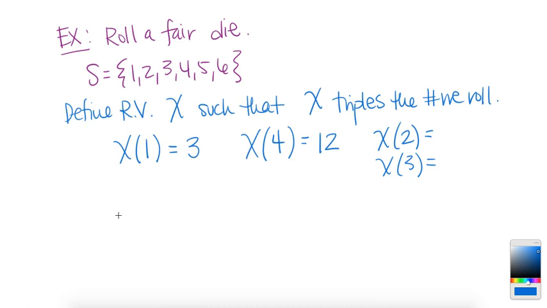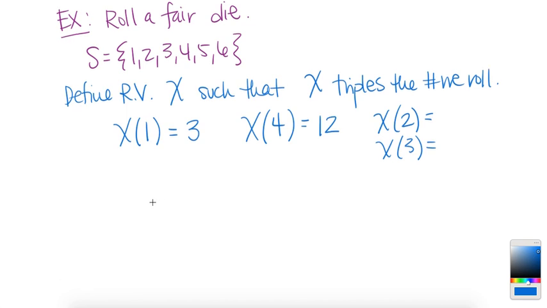Okay, so that is the basic idea behind a random variable. It's just a function that takes an outcome from your sample space and assigns a number to it. We are going to talk about it a little bit more because we are going to get into probabilities here.